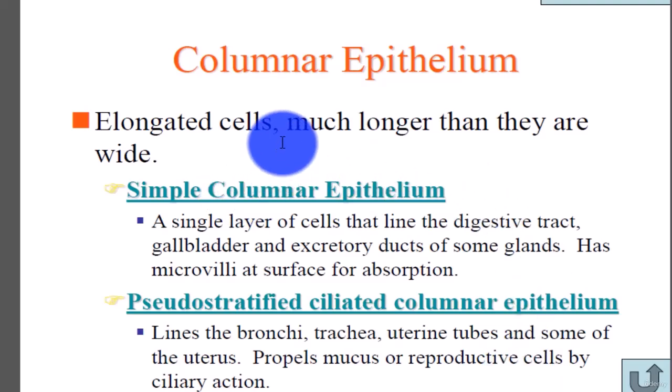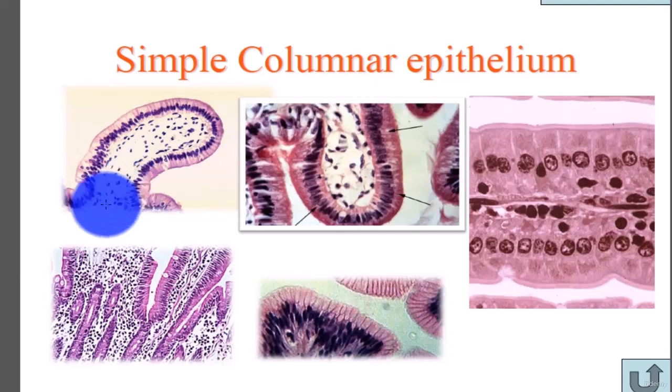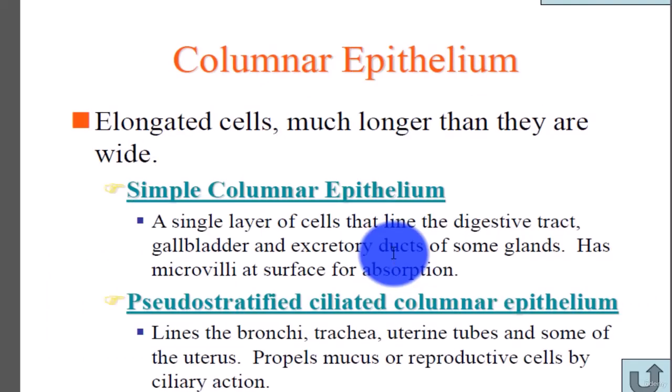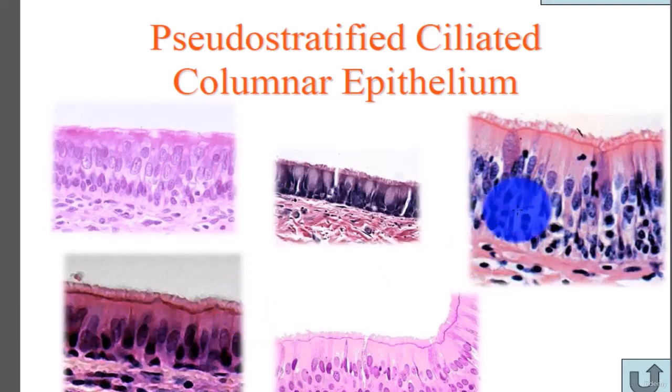Columnar epithelium has elongated cells, much longer than they are wide. Simple columnar epithelium: this is its appearance under the microscope. It is a single layer of cells that lines the digestive tract, gallbladder, and excretory ducts of some glands, and has microvilli at the surface for absorption.